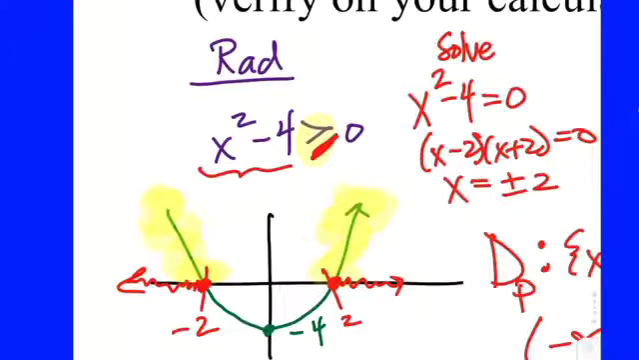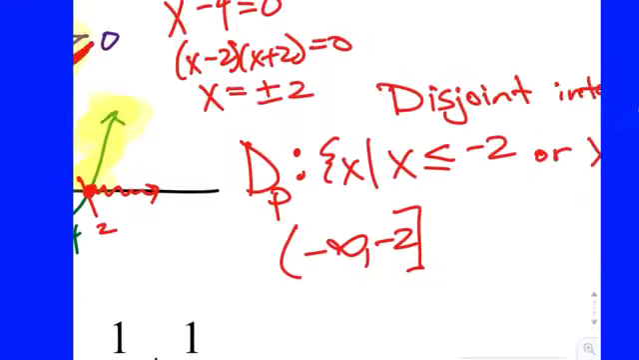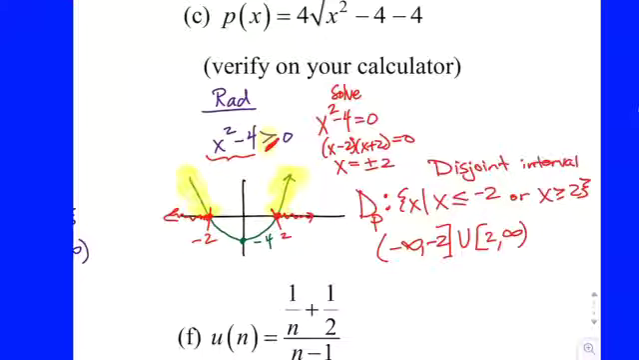A bracket, because I could say it's greater than or equal to. So at negative 2, it's equal to, so I would put a bracket. And then union bracket, I would pick up at 2 and go to infinity. So that's how you would do that one.